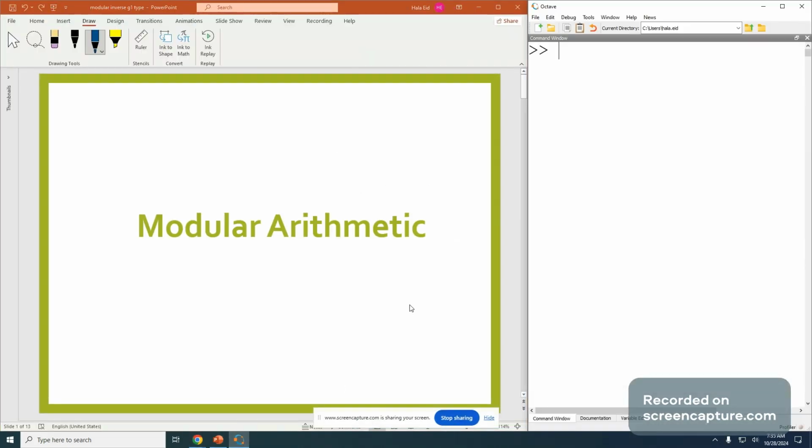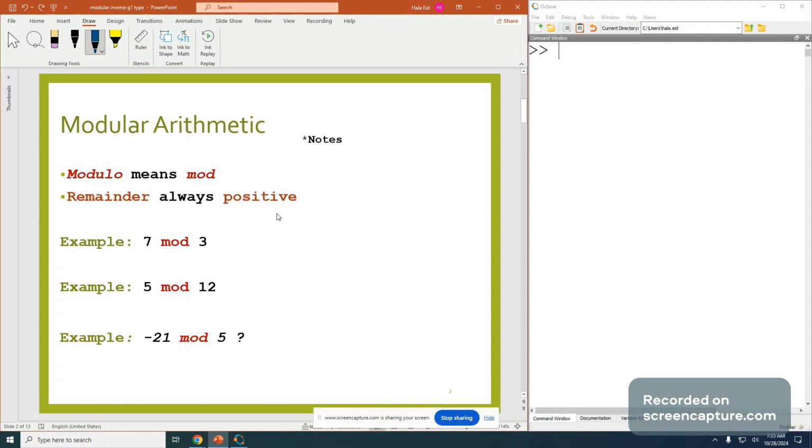So today we're going to be talking about modular arithmetic that has to do with mod. So we've been talking a lot about mod. The word mod is short for modulo. So you can say modulo or you can say mod, and it means the remainder after I divide.